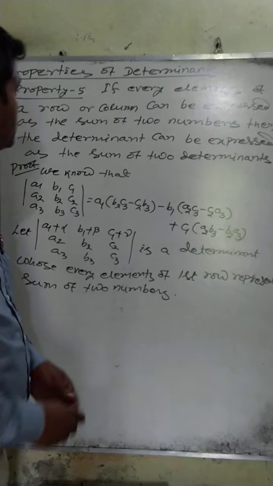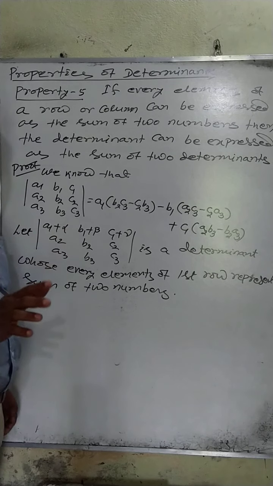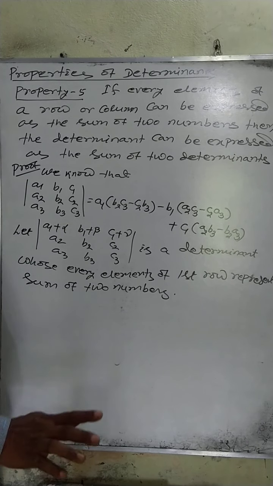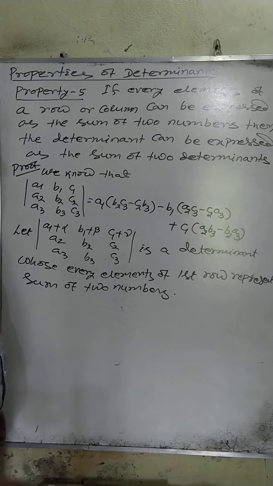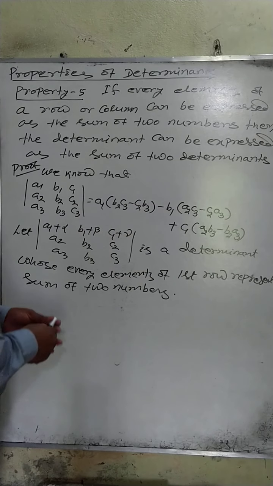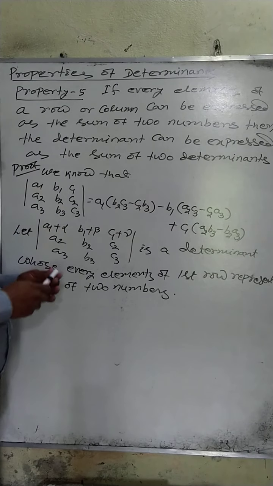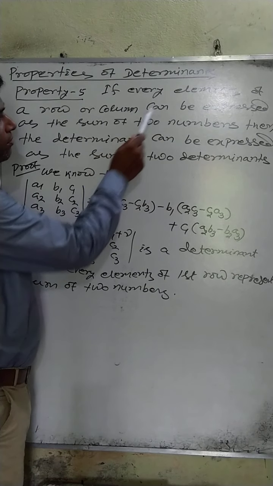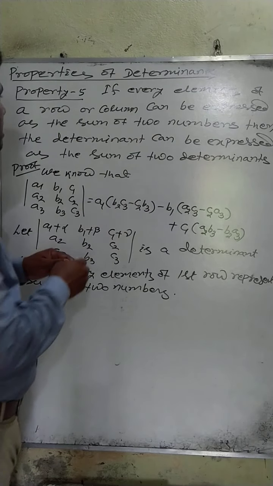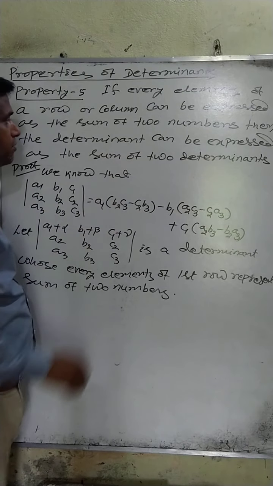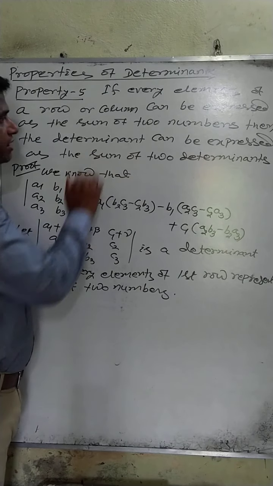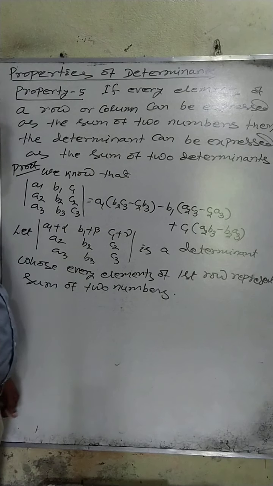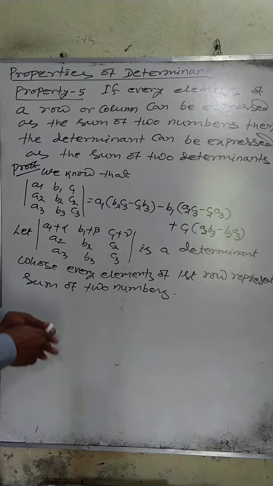Last class we discussed four properties of the determinant. Today we discuss another four properties of a determinant. Property 5. If every element of a row or a column can be expressed as the sum of two numbers, then the determinant can be expressed as the sum of two determinants.